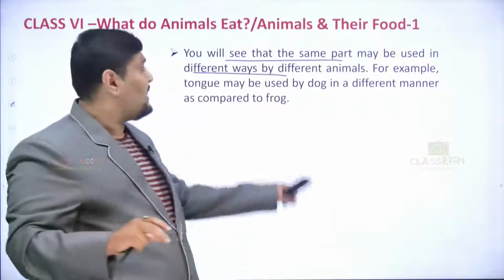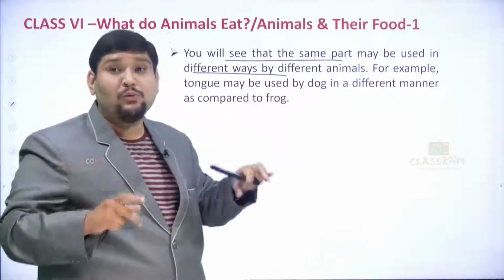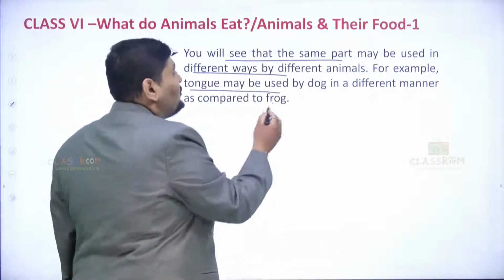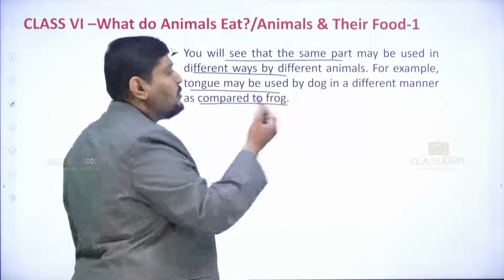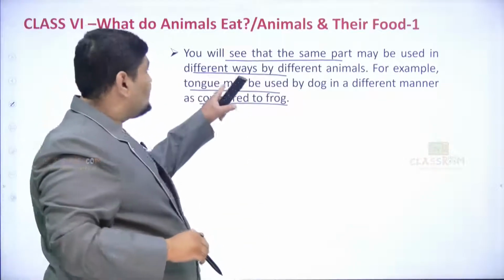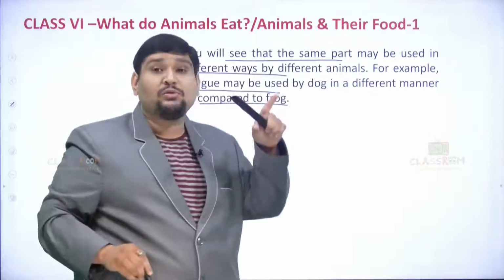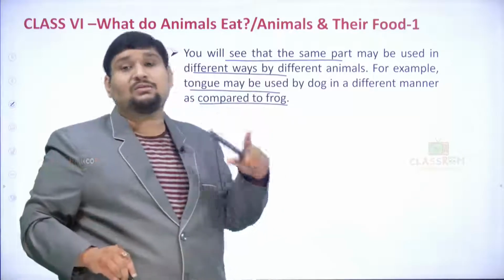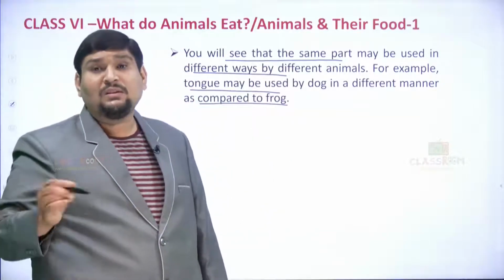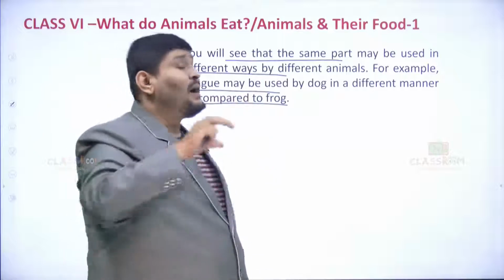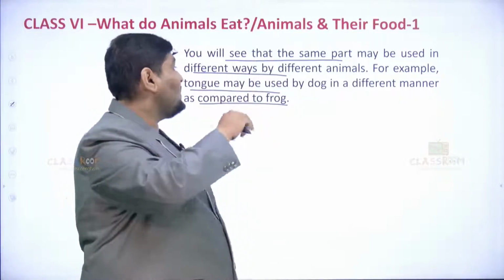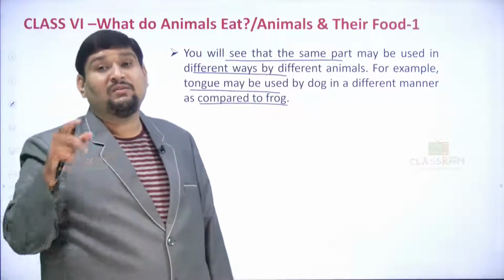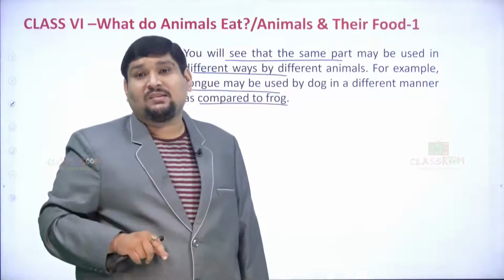In some animals, you can find that the same part may be used in different ways by different animals. For example, the tongue may be used by a dog in a different manner as compared to a frog. The dog uses it for smelling, and the frog uses its tongue to grab the food. So the parts may be the same, but the different animals have different ways of getting their food, which you are going to see in such cases.